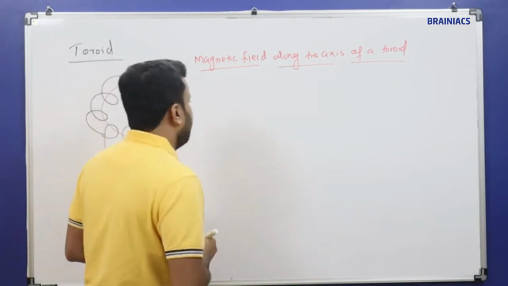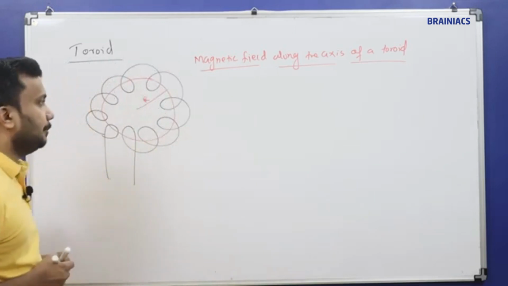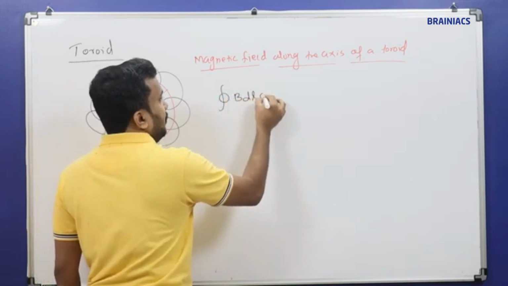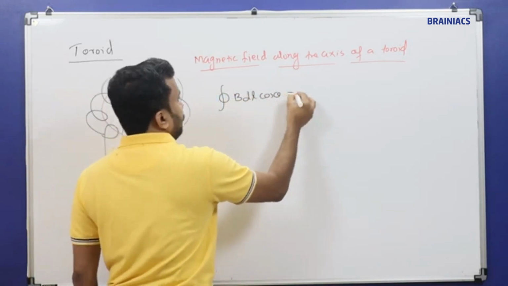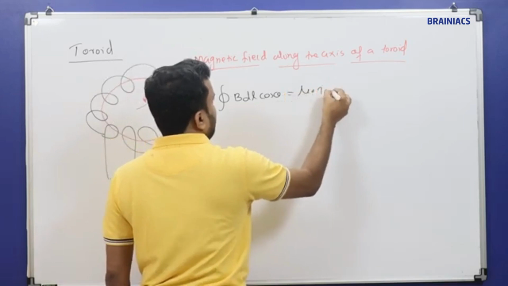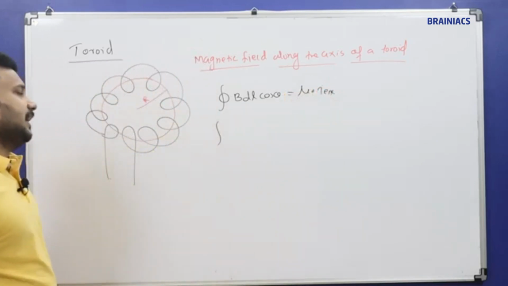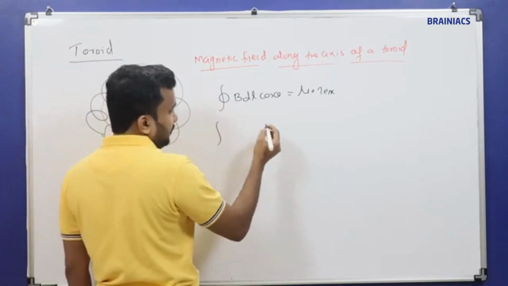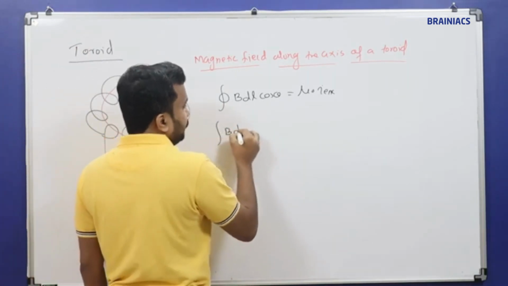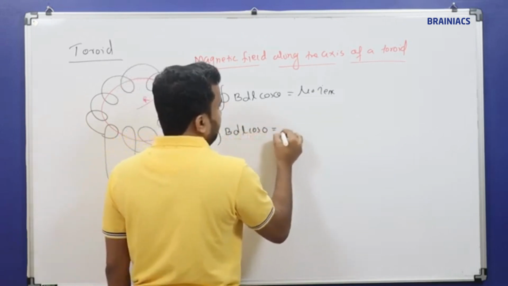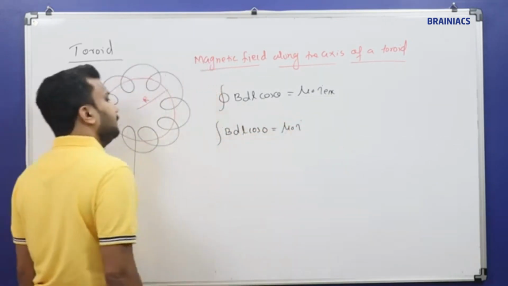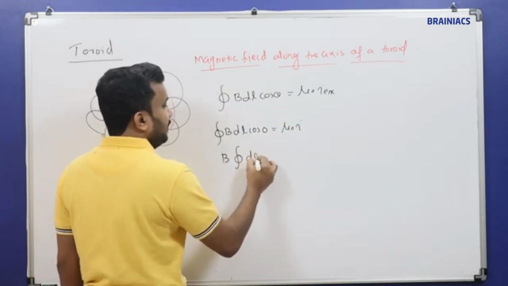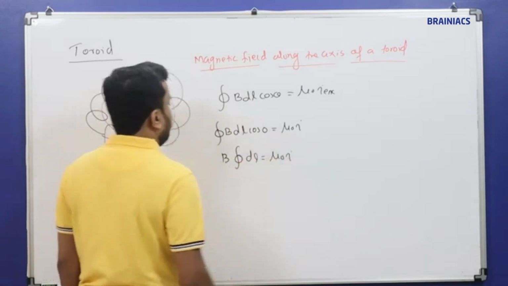Again we are using Ampere's law. So the closed integral of B dl cos theta, or B dot dl, both are the same, equals mu 0 times the current enclosed. For a circular structure the angle between B and dl is 0, as I told in the last session. So B dl cos 0 equals mu 0 times the current. This is a closed integral, so B times the integral of dl equals mu 0 times I.